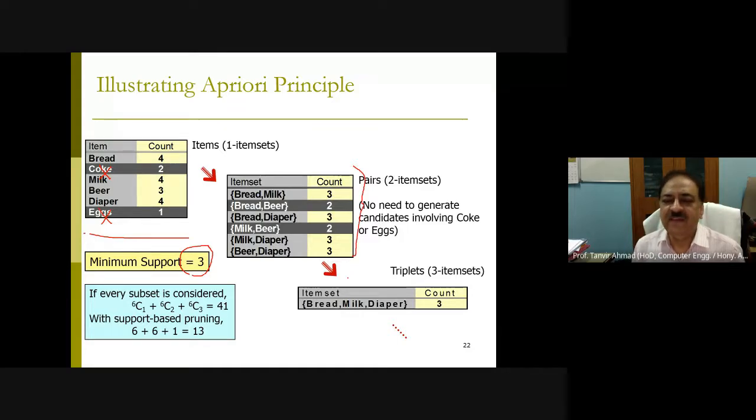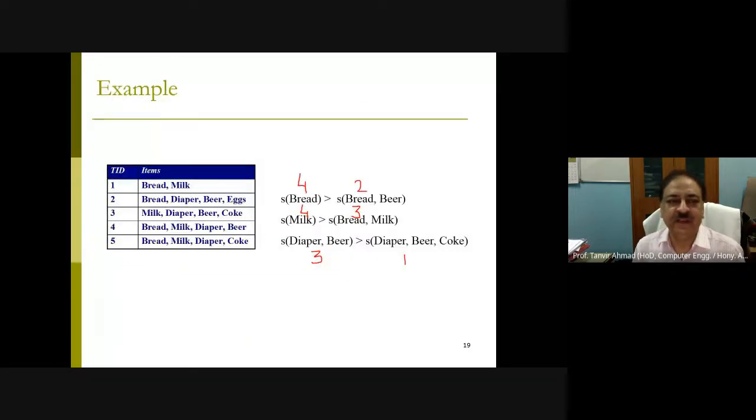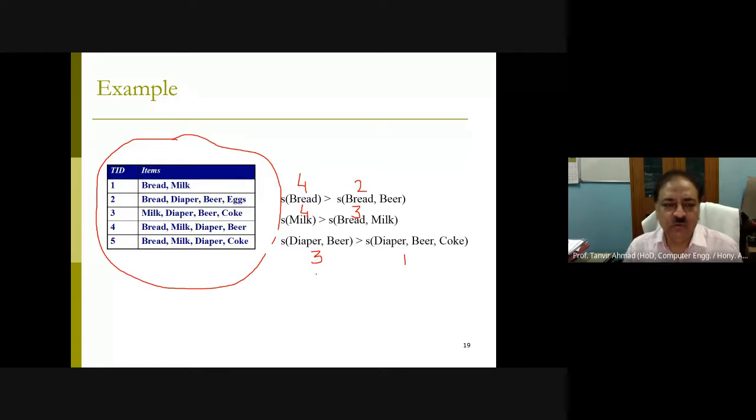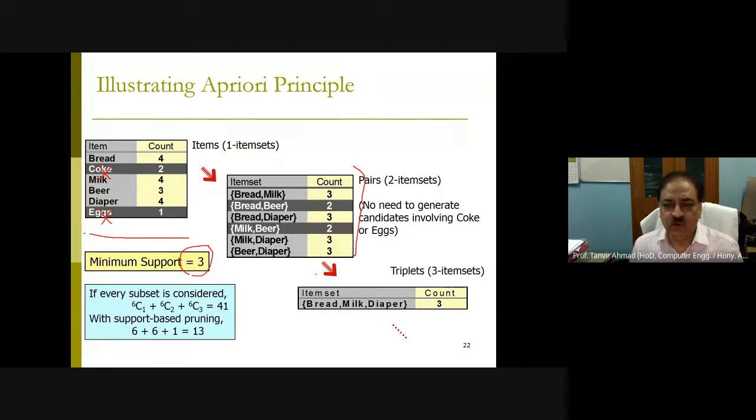And then again I find the count of bread, bread milk, bread beer, bread diaper, and keep on counting from where? From this data set. From here. I am going to use the count. Now when I do this, you find that I am scanning the database again. When I count, I find that this is 2, therefore I remove this. Again, this is 2, I remove this.